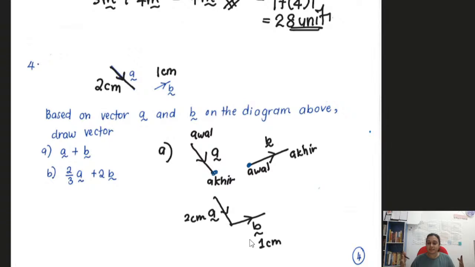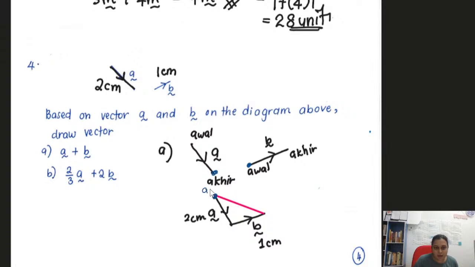So dekat mana vektor resultant dia? Resultant vector will be where? So resultant dia akan berlaku di sini. Ini ialah awal dan akhir, betul tak? I draw nicely this one. So make sure it's straight, use your ruler. Student can see here.